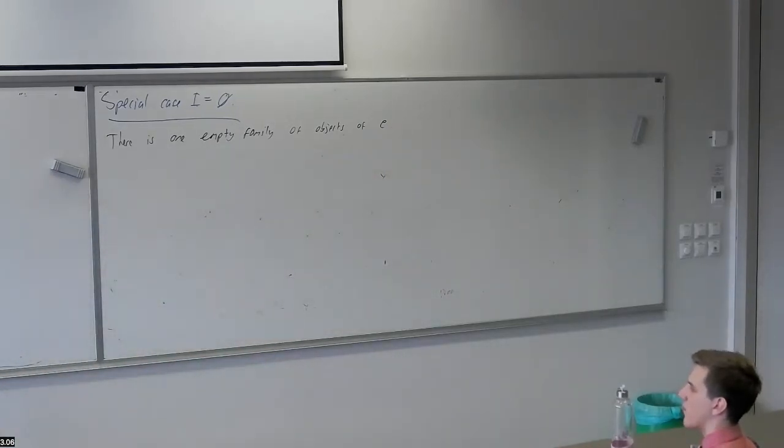So a product for it is going to be an object P and a cone. So a cone is going to be an empty family of maps. Well, there's always an empty family of maps. There's exactly one empty family of maps. So a cone is just simply an object.